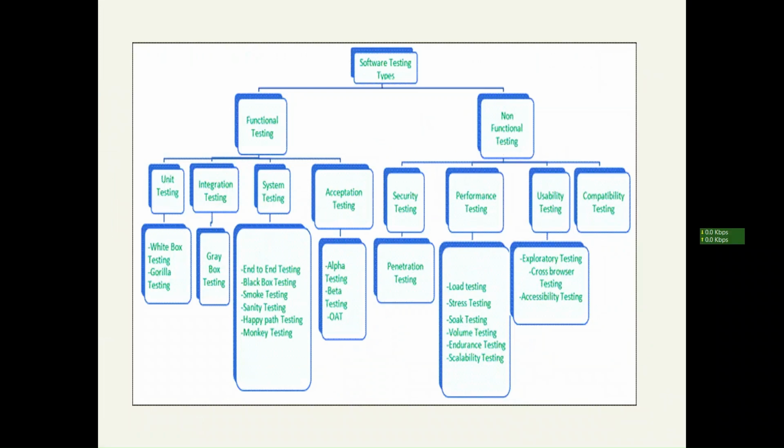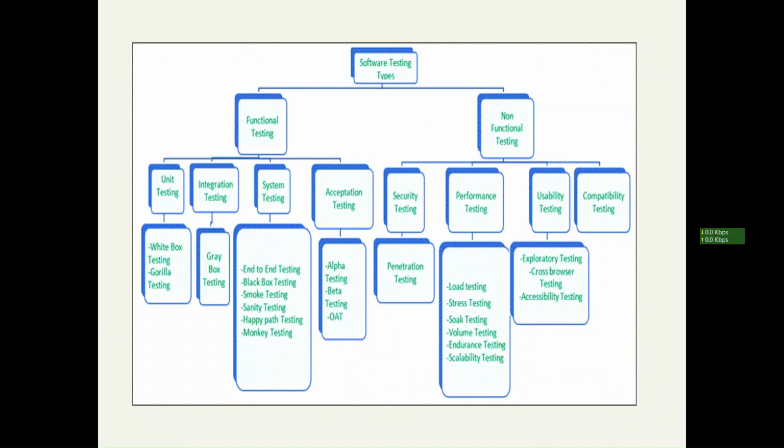We are going to move to the next part of the video in the series of manual testing. That is types of testing. Types of testing can be broadly classified into two: one is functional testing and the other is non-functional testing.